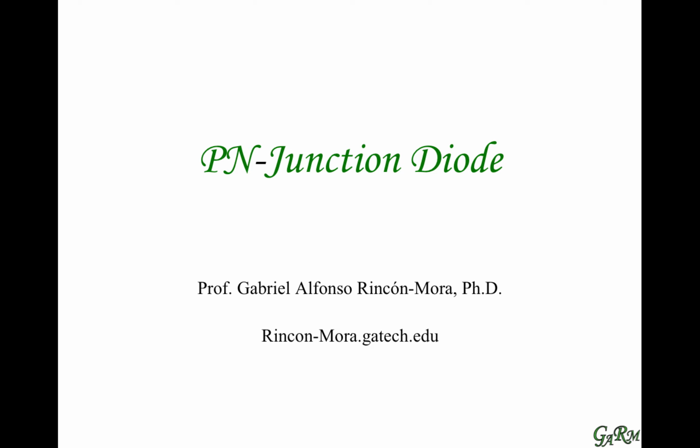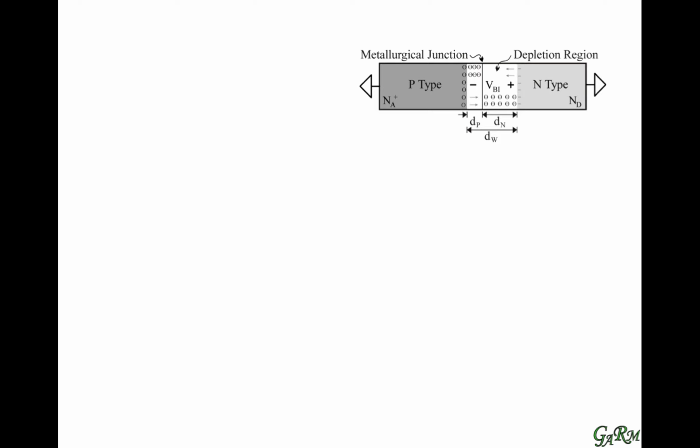This video is on the PN-Junction Diode. With the PN-Junction Diode, what we mean is we're going to take a piece of semiconductor material and dope one side with acceptor impurity atoms that have lots of holes in them. The other side we're going to dope with donor impurity atoms that donate a lot of electrons, so we'll have a lot of electrons there.